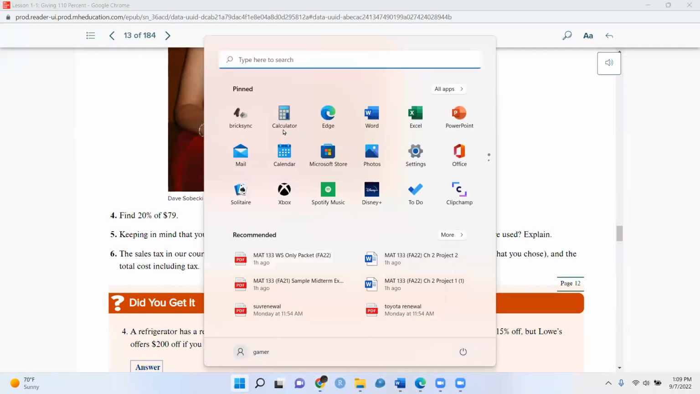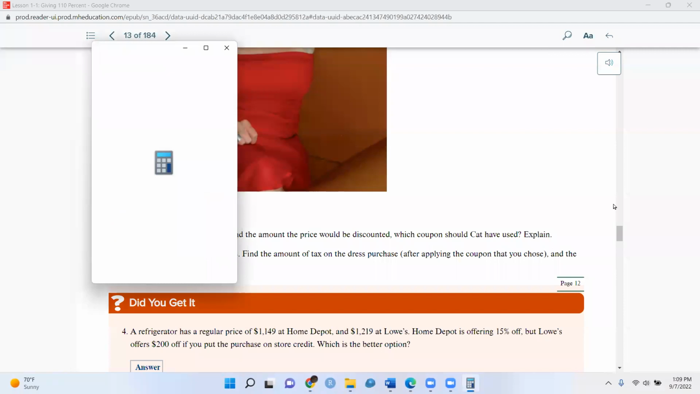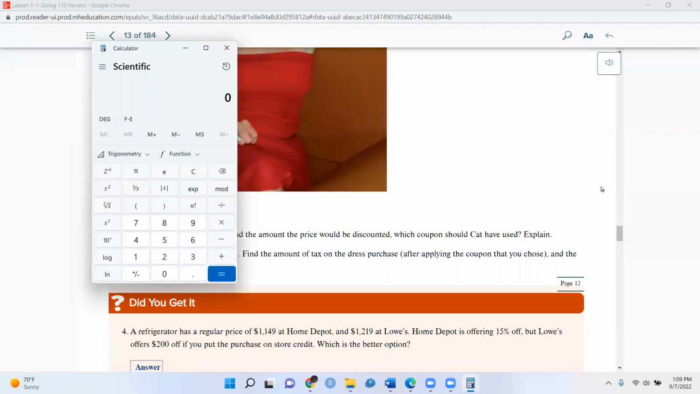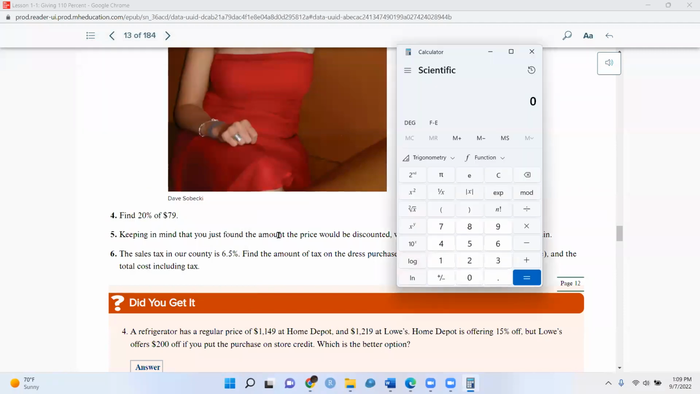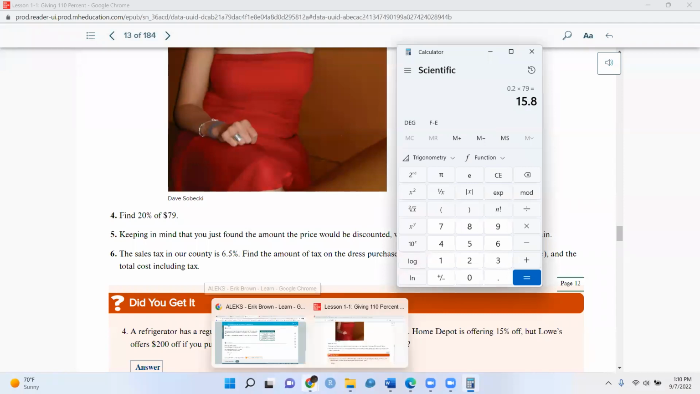And just in case you don't know the answer, to calculate a percent of, you convert that percentage to a decimal, which is take the number and divide it by 100. So 0.2, and then multiply it times 79. This is the answer to the lesson check, $15.80.